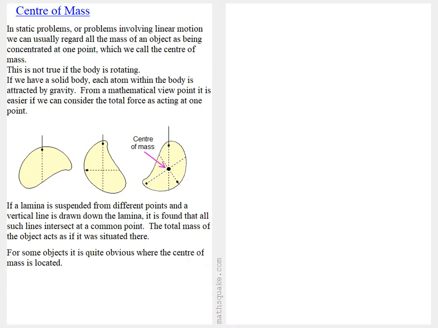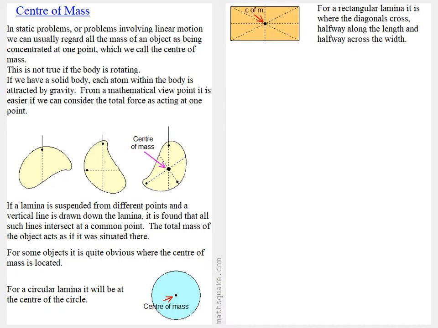For some objects it's quite obvious where the centre of mass is located. For a circular lamina it'll be at the centre of the circle. For a rectangular lamina it's where the diagonals cross, halfway along the length and halfway across the width. In other shapes, the position of the centre of mass is not so obvious.